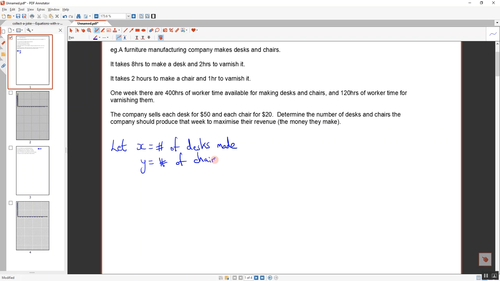That's often the hardest bit for this. Alright, now we need to come up with our equations. Let me change colour. We're told that in order to make desks and chairs, we're given what's the maximum amount of time we've got? 400 hours. So using the information for making desks and chairs, can I use the information that we're given regarding the time and our variables? Can we put it in some kind of an equation?